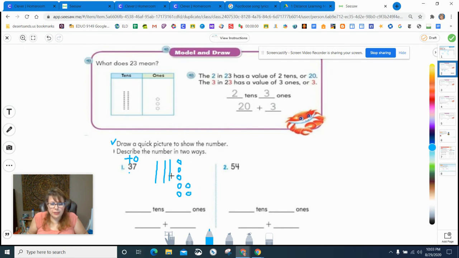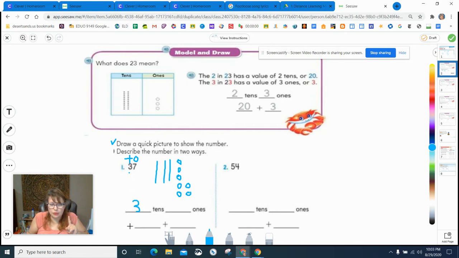So now I have my picture. Now it says describe the numbers in 2 ways. So this is one way and this is another way. So we want number and word. Because the word is already there, I just have to see which digit is in the tens place, which is the T. So we have digit 3 in the tens place, so I put 3.